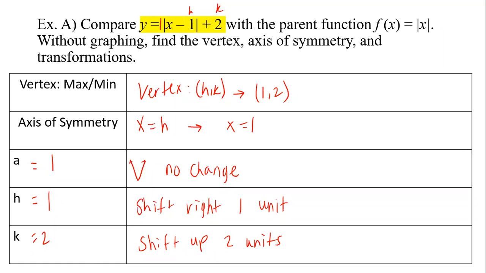Okay? And that's what it's wanting you to do. So identify variables and say what the variables are doing to the function. Questions so far? None. Cool. All right, let's try another one.